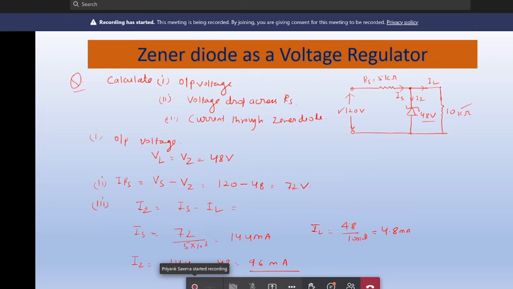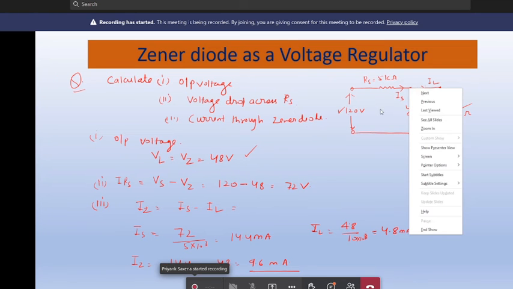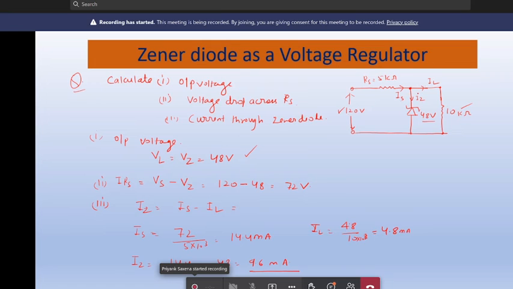So the output voltage will be what? Whatever you have across this, so that is 48 volt. VL will be 48 volt. Similarly, voltage drop across RS. So for that you have to find out IS. What will be the value of IS? 120 volt minus 48 volt. So that is the drop across RS, 72 volt. Now the third point is current through Zener diode. So what will be the value of IZ? IS minus IL, right? Because IS equal to IZ plus IL.